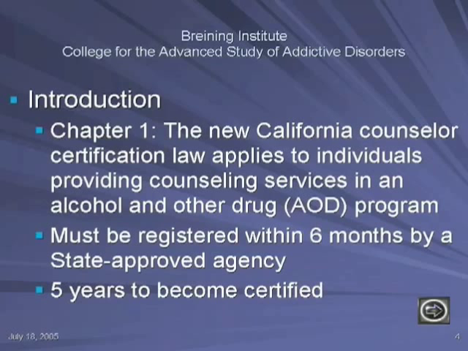The new California law requires everyone who provides counseling services in an alcohol and other drug program to be certified, and that also goes for individuals working in a state-licensed AOD program. Everyone must be registered within 6 months of their date of hire or by October 1st, 2005, and that registration must be with a state-approved agency such as Breining Institute. After that time, each individual will have 5 years to become certified. Again, that must be by the certification agency that has been approved by the state of California.